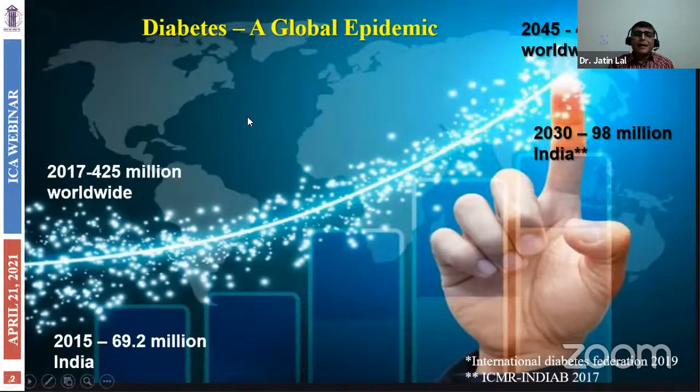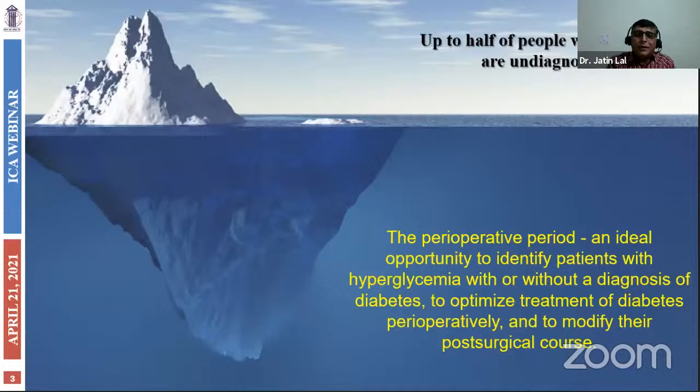In India, diabetes is becoming a potential epidemic with around 425 million patients worldwide in 2017 and projected to get to 425 million by 2045. The situation in India is also grim. By 2015, there were 69.2 million patients, and it is projected to increase to 98 million by the year 2030. And to top it all, the incidence of diabetes is like a tip of the iceberg. Up to half of the patients with diabetes are undiagnosed.